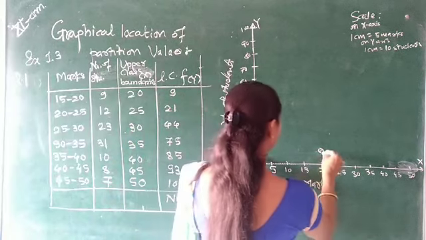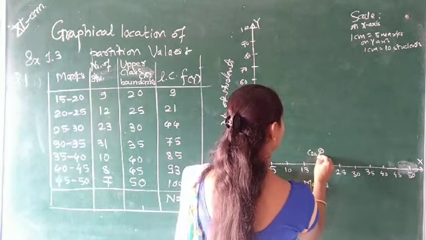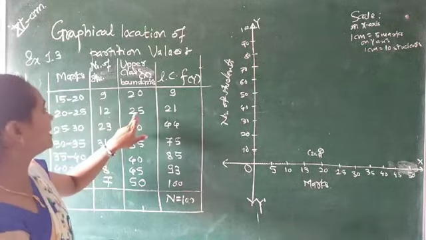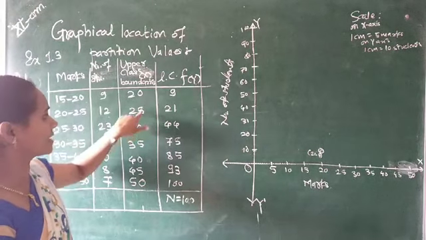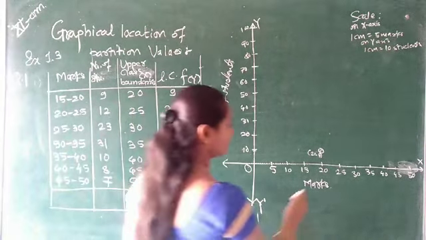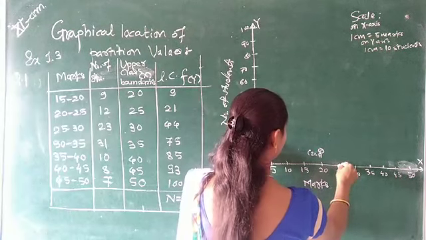So 20, 9. This point is 20, 9. Next point is 25 and 21. This is the x-axis and this is the y-axis. Here is 25 and here 20.